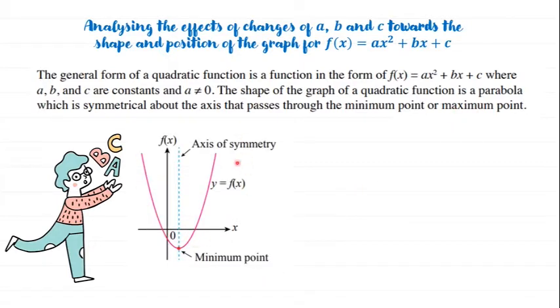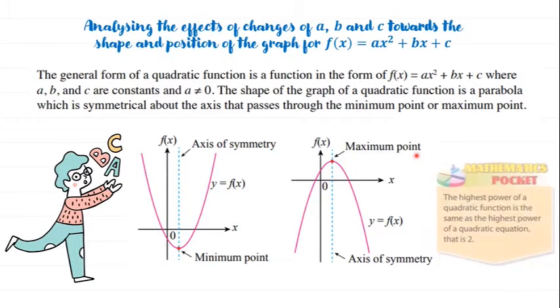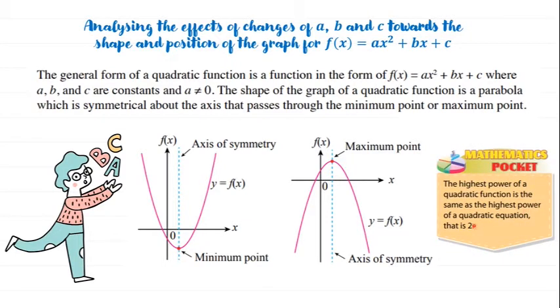Okay, this is the first example. Graph senyum, when a is more than 0, the value of a is positive. This is the axis of symmetry, and the lowest point here we call the minimum point. This is the example of a graph with a less than 0, negative value. So graph masam. This is the axis of symmetry, and the highest point we call the maximum point. The highest power of a quadratic function is the same as the highest power of a quadratic equation, that is 2. Here, the highest power must be 2 for quadratic function and also for quadratic equation.